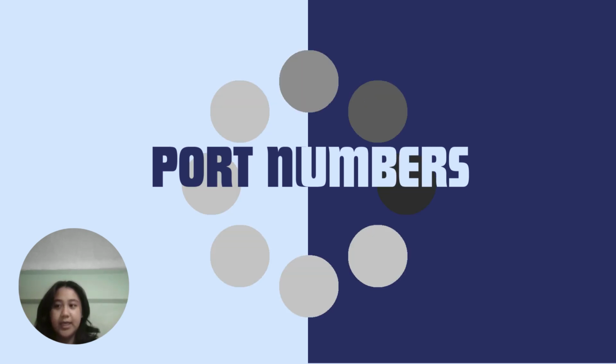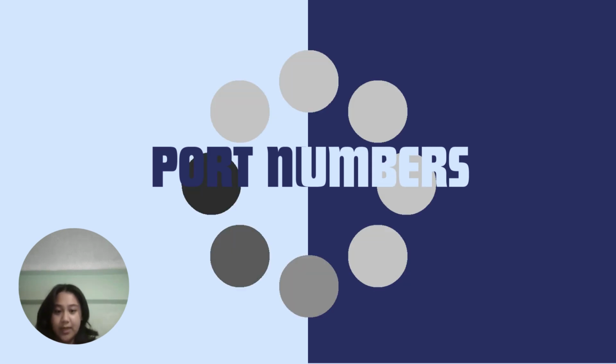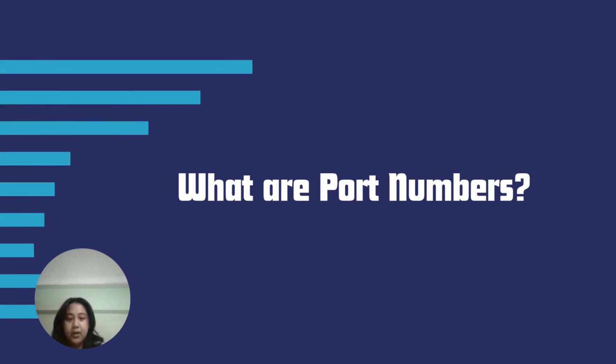Networking is all about communication between devices, but how does a computer know which application should receive incoming data? That's where port numbers come in. What are port numbers? A port number is a 16-bit identifier used at the transport layer to direct traffic to the correct service running on a device. Without port numbers, different types of network traffic, such as web browsing, email, and file transfers, would get mixed up, making communication inefficient.